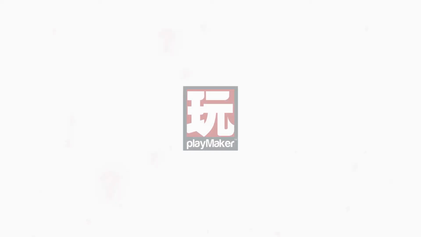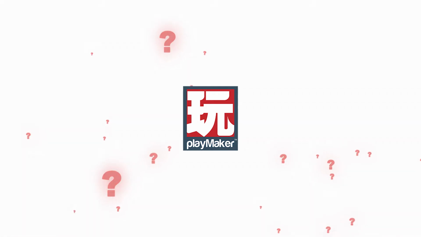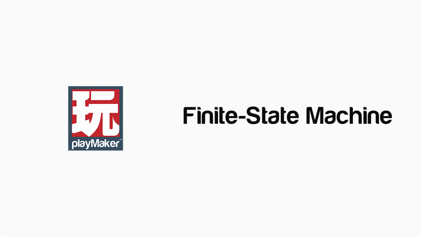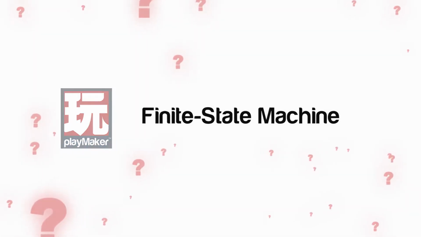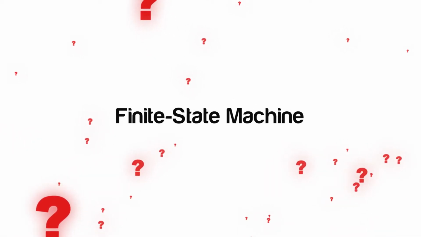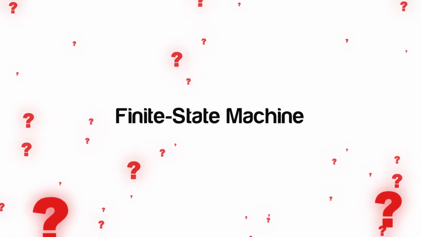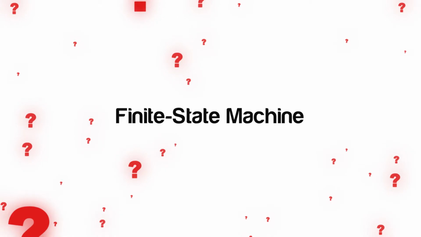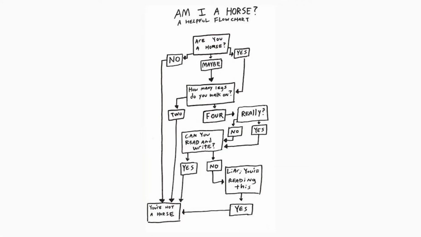All right, so what is Playmaker? Well, it's a visual scripting tool that uses finite state machines. What's a finite state machine? Glad you asked. One of the best ways to think about finite state machines is to think of them as flowcharts. We all know what a flowchart is.